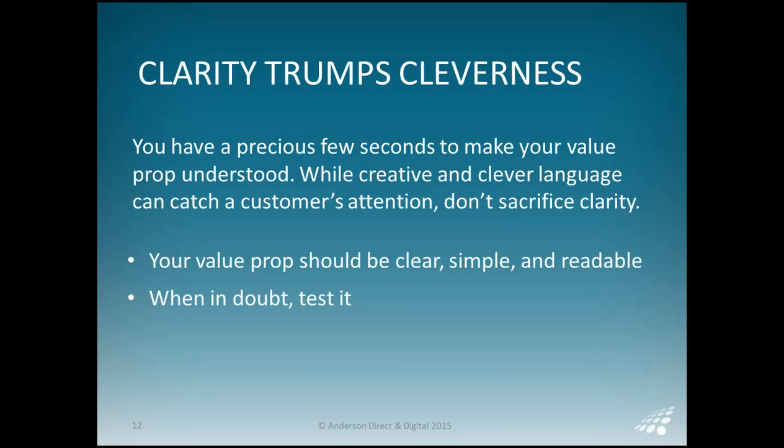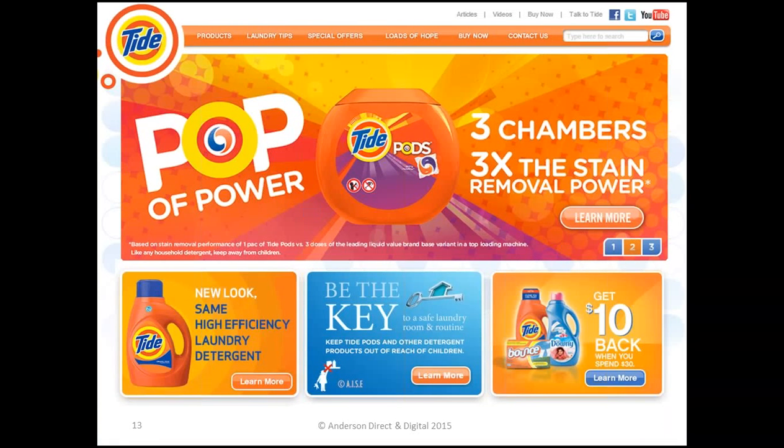Let's look at an example that does not quite come through with clarity. This is a Tide laundry detergent, and they have a bit of a tagline here on the left, pop of power that attracts attention, and their message on the right is difficult to read and comprehend very easily in those first few seconds. 3 chambers, 3x the stain removal power, and user testing has shown that combining numbers and letters in a message like this actually tests quite poorly.